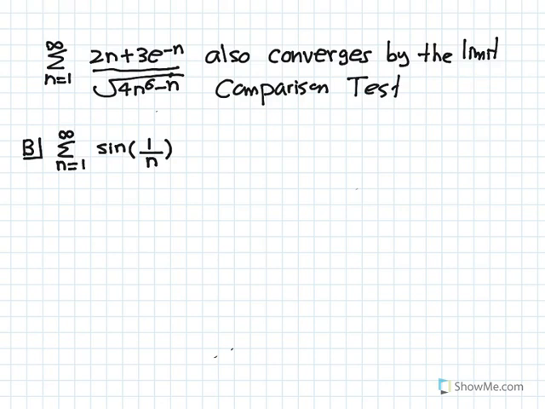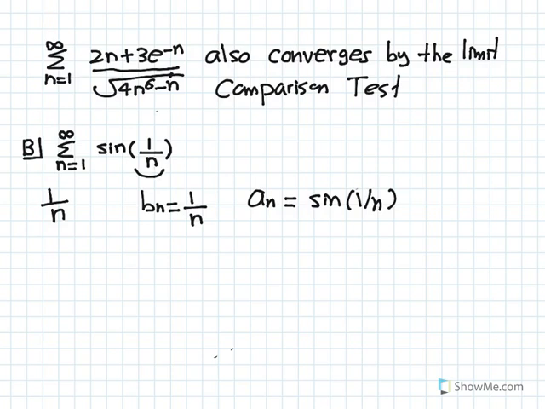Now let's look at part B. Here we have summation n equals 1 to infinity sine of 1 over n. Since we have 1 over n inside the sine function, this suggests that we should apply the limit comparison test with bn equal to 1 over n. This is our comparison series, which, by the way, is a divergent p-series, p is equal to 1. And an is the general term of our given series, which is sine of 1 over n. So this is where the intuition comes in. We saw 1 over n inside the brackets, and we said let's choose our comparison series to be bn equal to 1 over n.